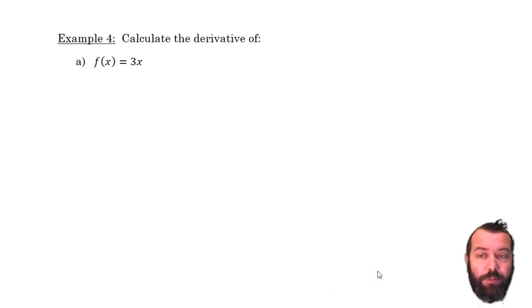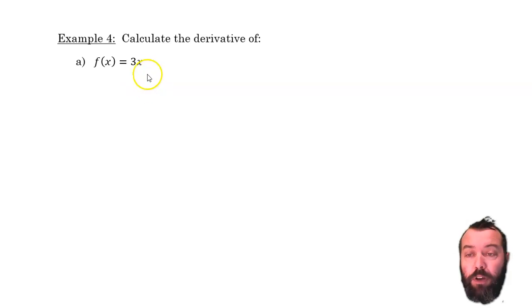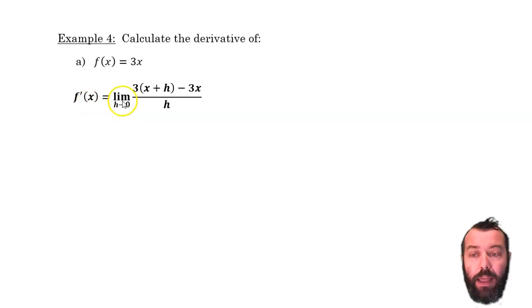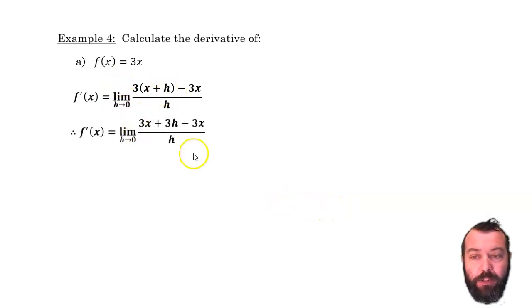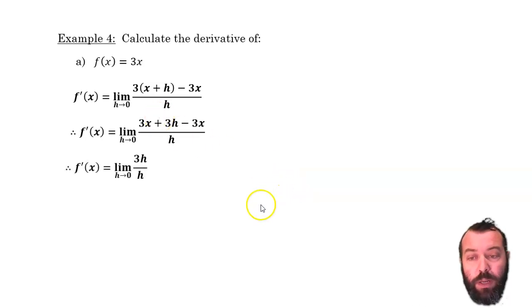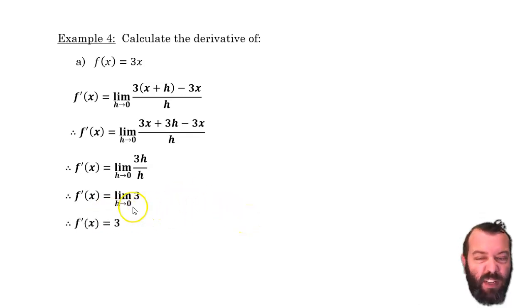Let's have a look at some examples of how we do this. So to find the derivative of 3x, we have the limit as h approaches 0 of, remember we replace x with x plus h, so 3 outside of x plus h, minus the function of x over h. Expand those brackets, we get 3x plus 3h minus 3x over h, cancel the 3x's, we get 3h over h, cancel the h's, and we get 3. And if I substitute h equals 0 into that, of course, I still get 3.